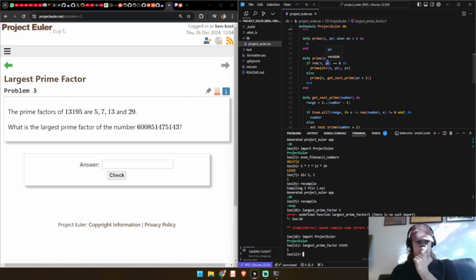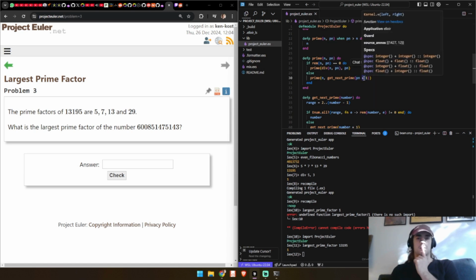Divide by 2 shouldn't work, so I have to go for 3. But 3 also didn't work.